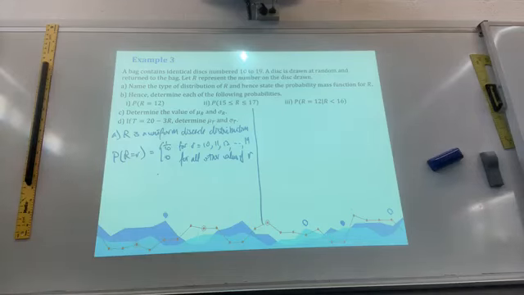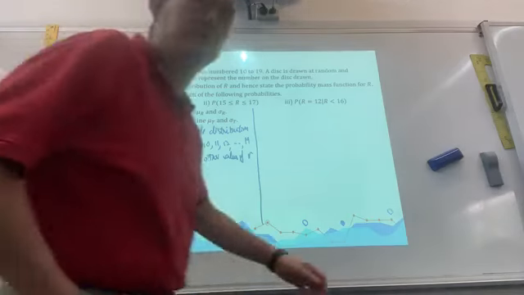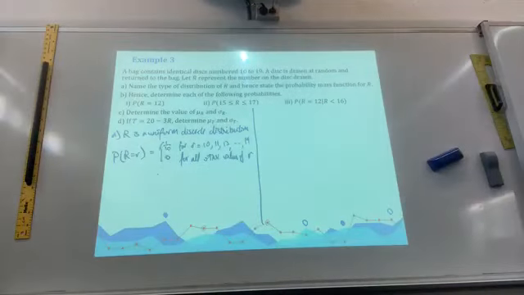This is how you should always state a probability mass function if you're asked to do it. R is 10, 11, 12, 13, 14, 15, 16, 17, 18, 19. Include the 0 as well.